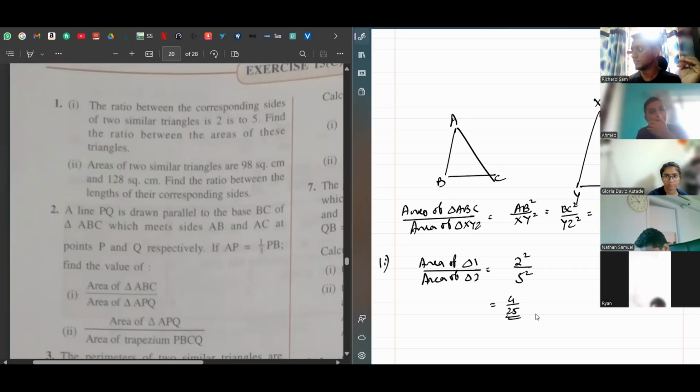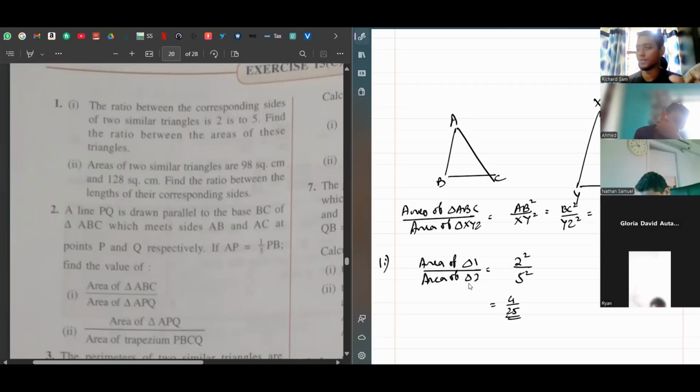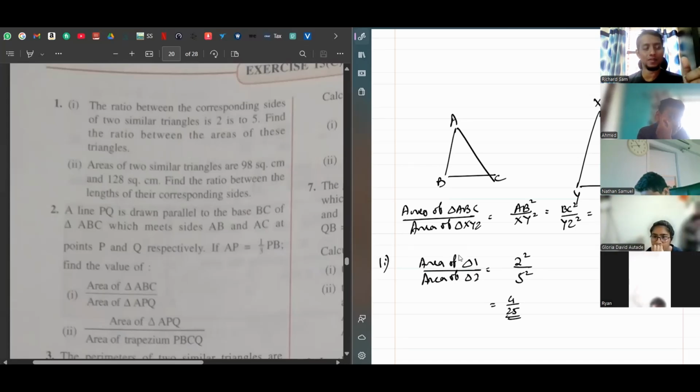Clear? That's it. You can't separately find the area of one triangle or the area of the second triangle. You can just find their ratios, unless one of the areas is given. Suppose the area of one triangle is given, then you can cross multiply and find the area of the second triangle. All right, write this down.